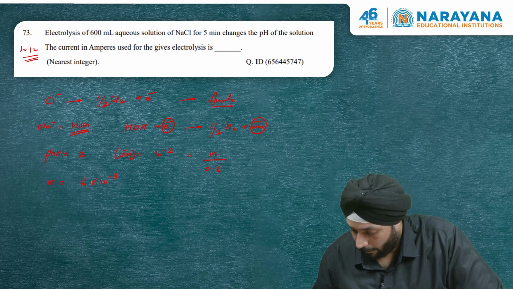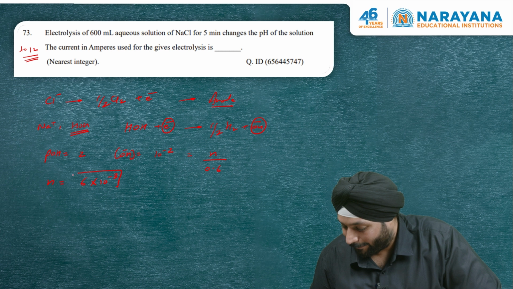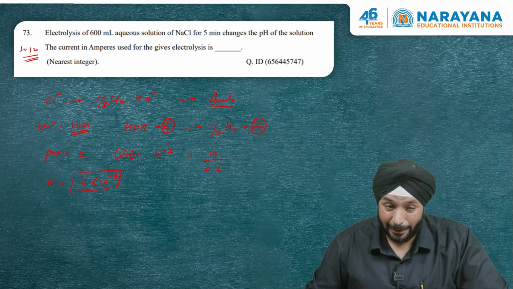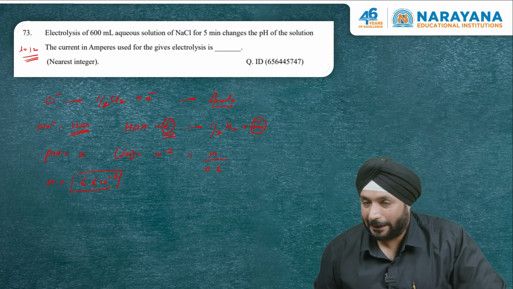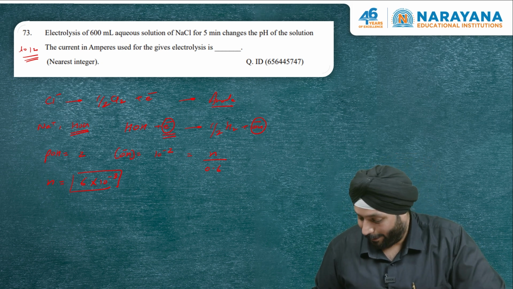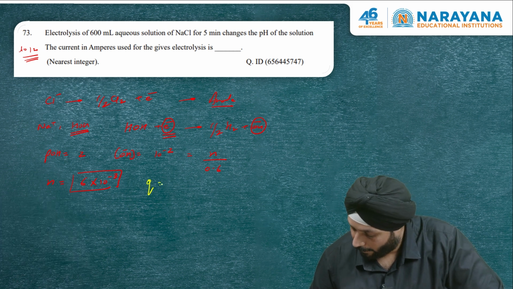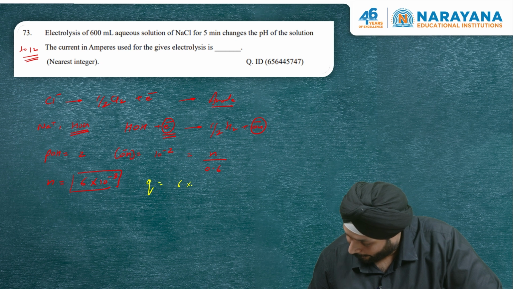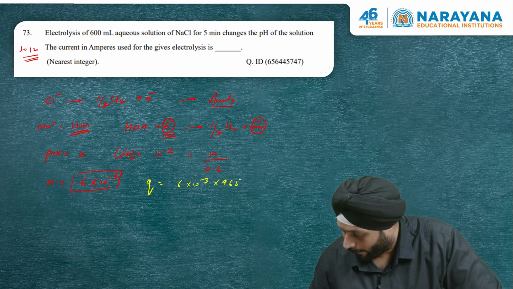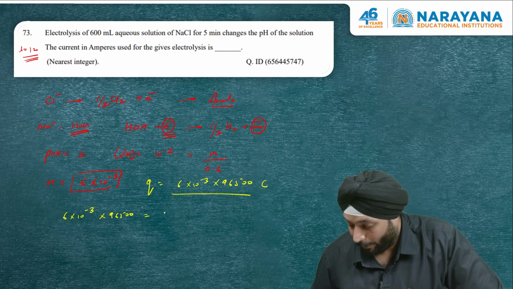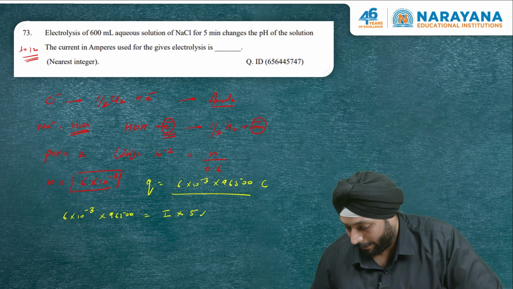Now number of moles of OH minus which I require is 6 into 10 to the minus 3, and to get 6 into 10 to the minus 3 moles of OH minus, the same amount of Faraday charge you require over here. Okay. So the charge which you require here is 6 into 10 to the minus 3 into 96500 coulomb, and that charge should be equal to IT, that is 6 into 10 to the minus 3 into 96500 should be equal to current into time. Time is 5 minutes, this is 5 into 60.